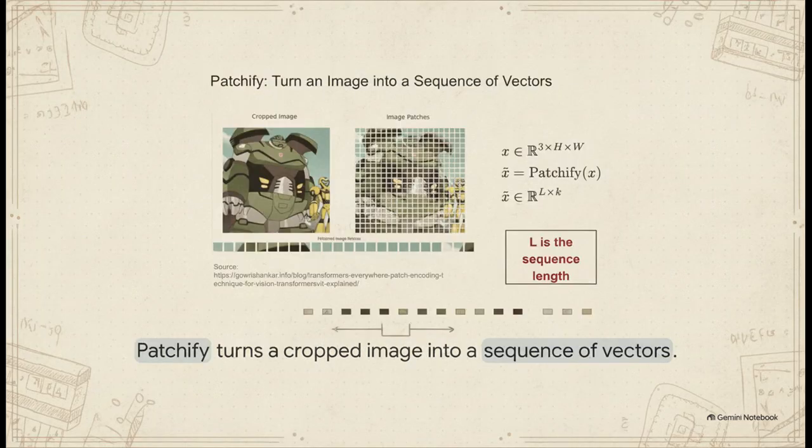The process kicks off exactly like a standard vision transformer. It takes a cropped image, or the latent representation of it, and patchifies it. It chops it up into a grid and flattens it out into a sequence of vectors of length L. Using this exact same embedding strategy is exactly what makes the architecture so robust and scalable.